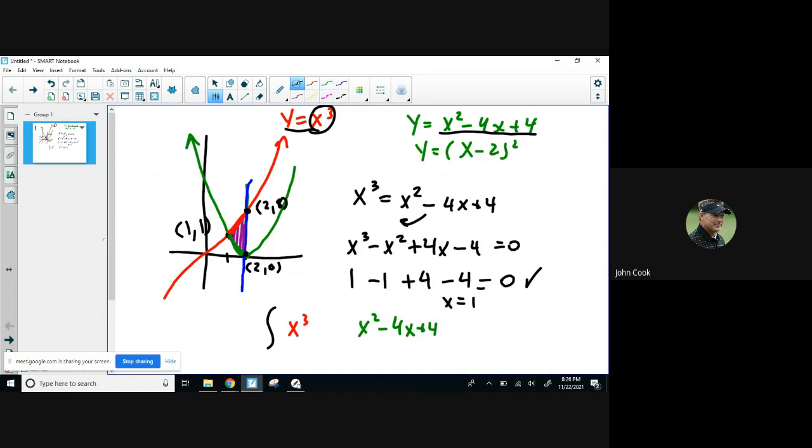And then we're going to take these two and subtract them from one another. So I have to put parentheses around this like this, and then it's going to be dx. So I'm going to subtract those two.